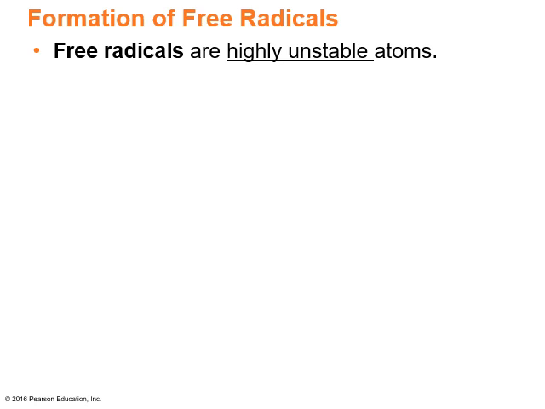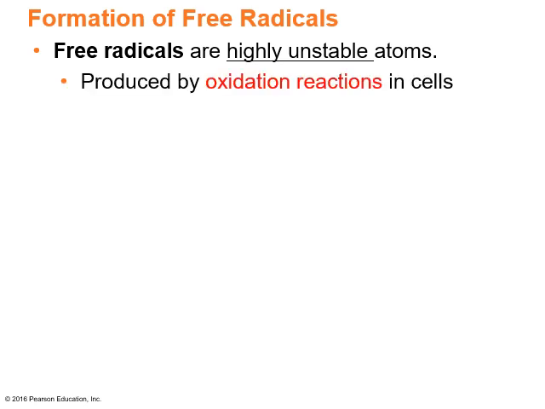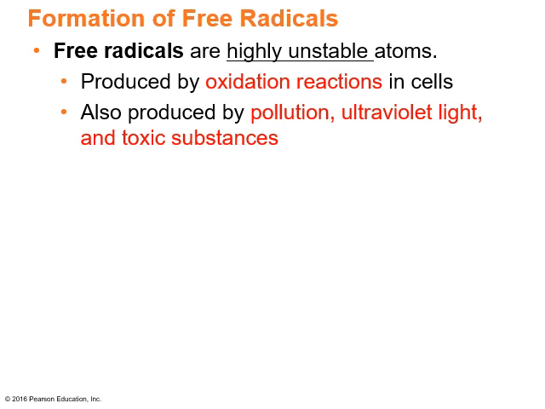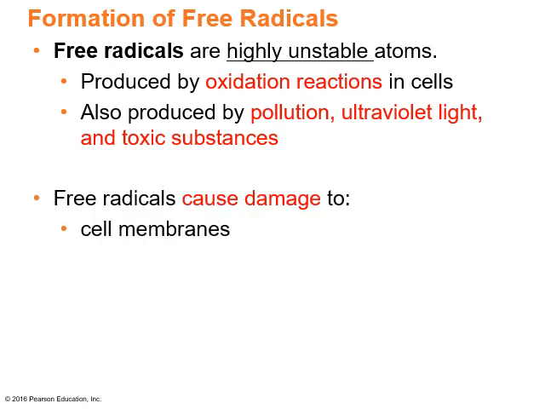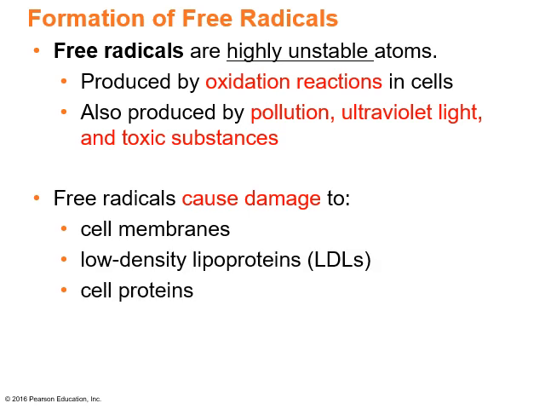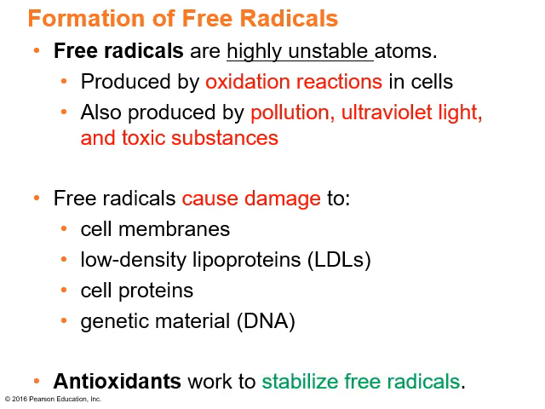Once again, free radicals, very unstable atoms. They are produced by those oxidation reactions that are happening in the cells. They can also be produced by pollution, ultraviolet light, and other toxic substances. They can cause some damage to cell membranes, LDLs, cell proteins, and genetic material like DNA. Antioxidants, on the other hand, work to stabilize these free radicals and not let them wreak this type of havoc on your bodies.